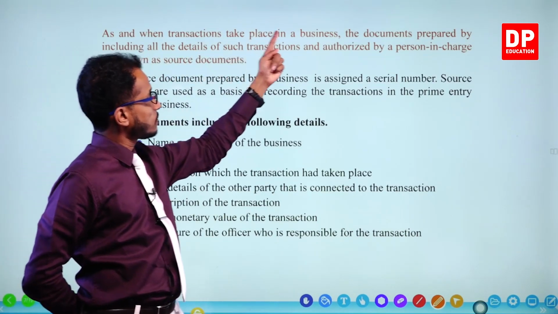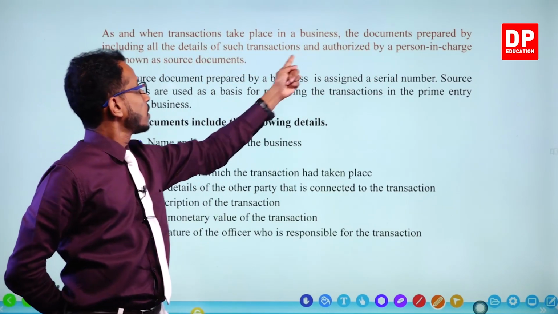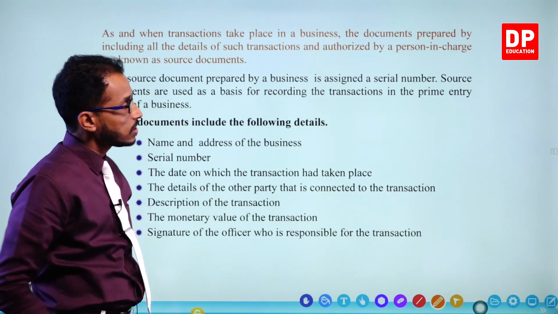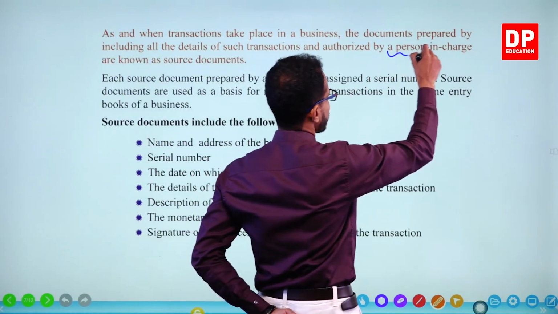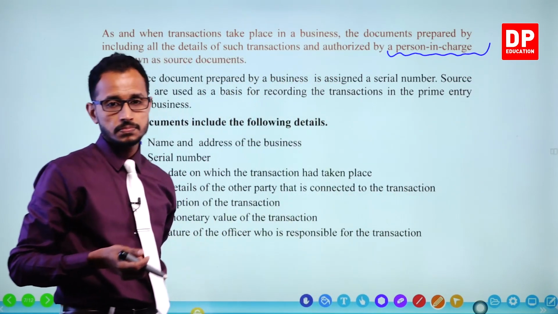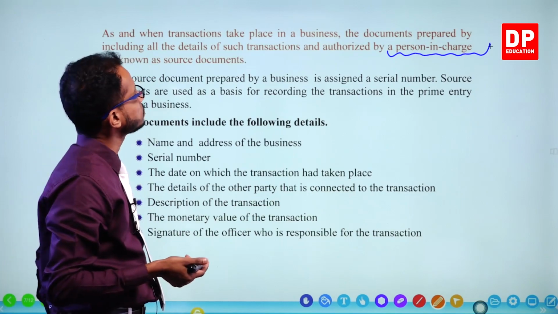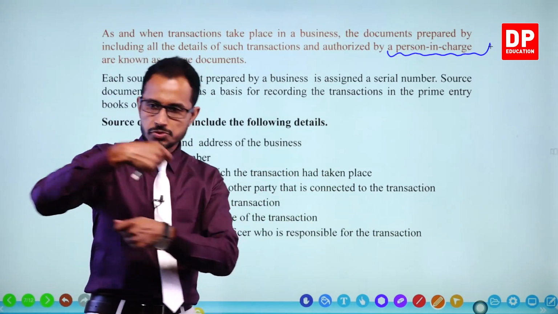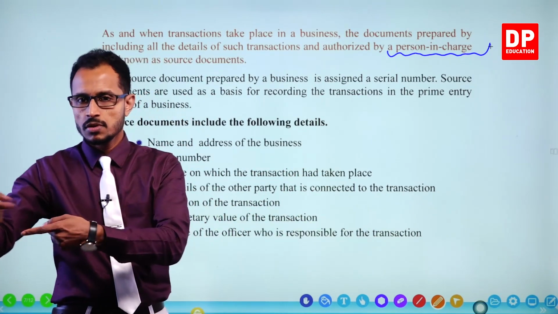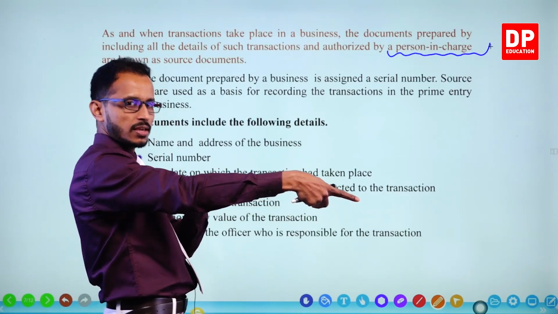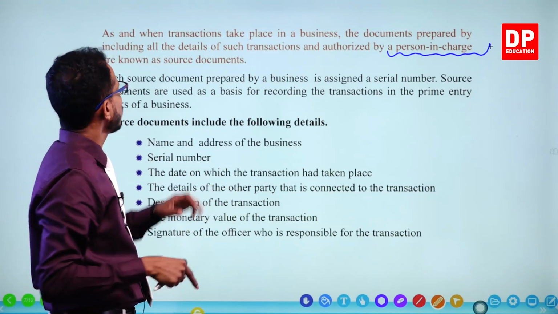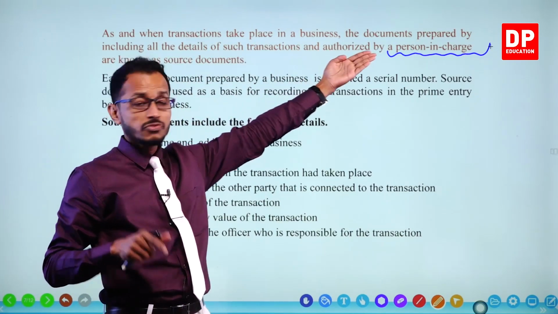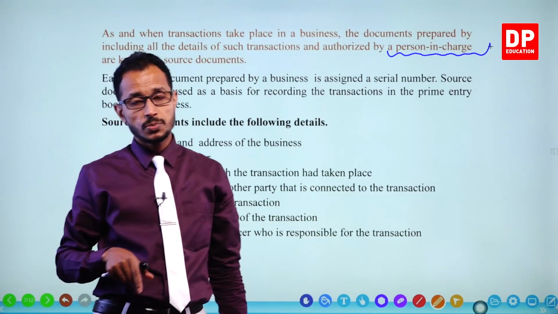As and when transactions take place, documents prepared including all the details of transactions and authorized by a person in charge. That person in charge is most of the time the cashier. Most of the time, children, it's the cashier. He or she gives you the original bill, the original source document, and keeps the copy in the machine. But what you should bear in mind is that for every transaction there must be a bill or a source document.